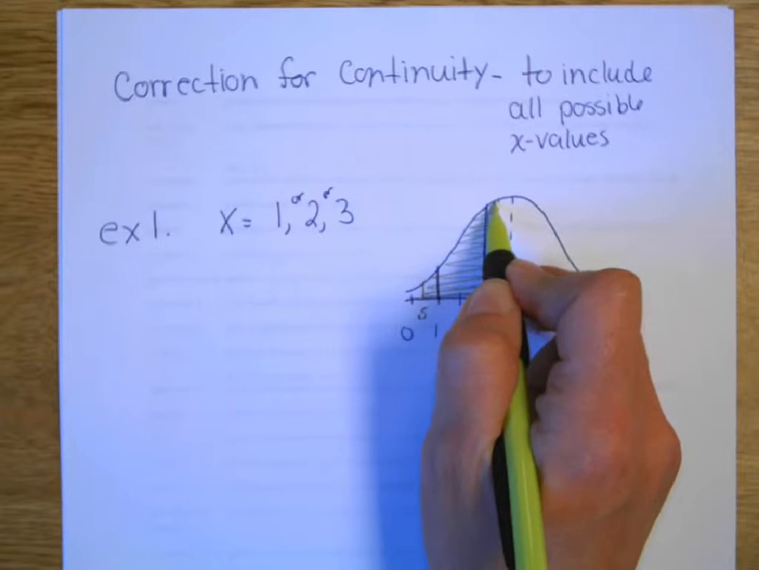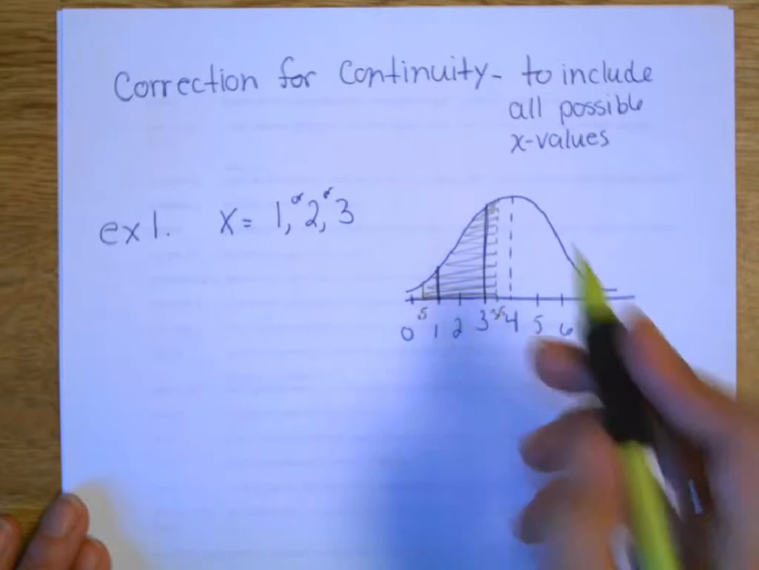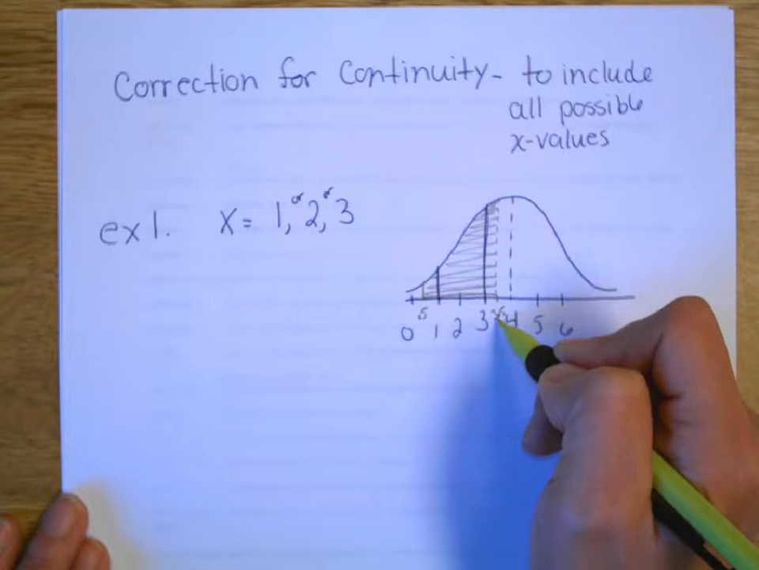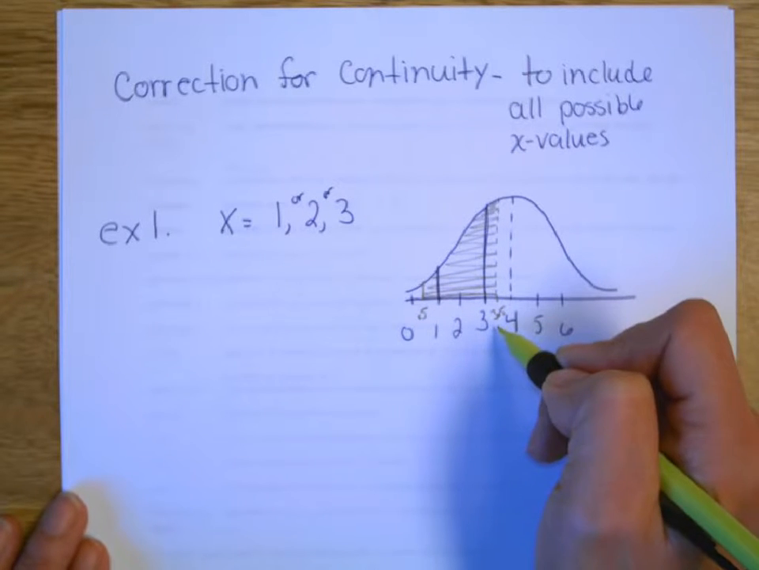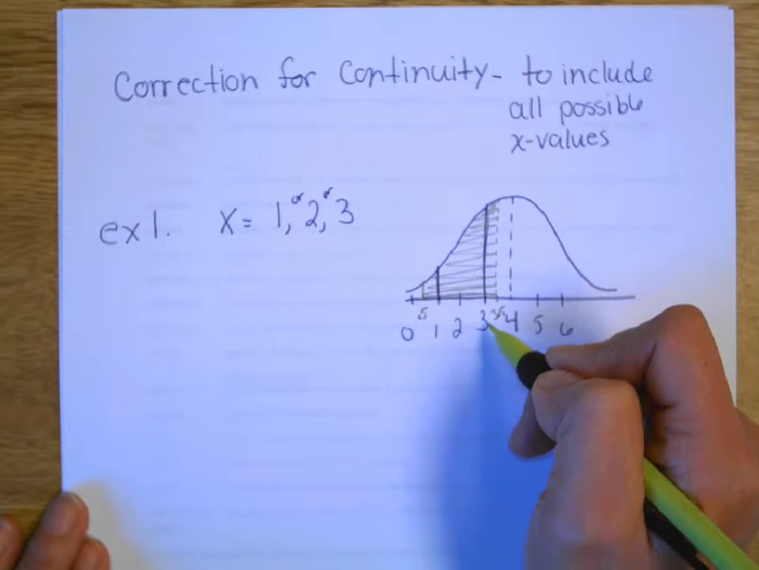And if I was rounding to the... Isn't included. Right, I've got it dotted there. So we would have corrected the 1 to make it 0.5, and we would have corrected the 3 to make it 3.5. Those are called the corrections for continuity. You want to include everything that rounds to your end values.